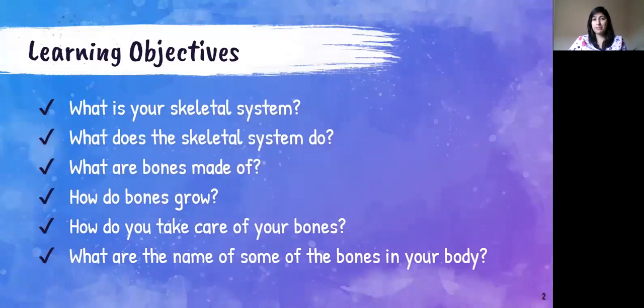So our learning objectives for this system are: what is the skeletal system? What does the skeletal system do? What are bones made of? How do bones grow? And how do you take care of your bones? There's going to be a bit more information on specific parts of your bones that are all over your body. So I want you to be able to name some of the bones in your body, probably not all of them because we do have a lot of bones. Again, you should be able to answer these questions when we are done with our lesson.